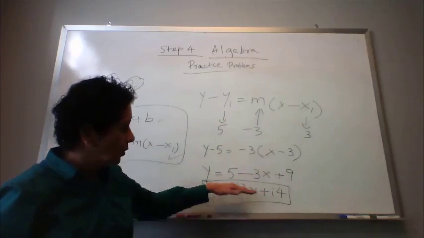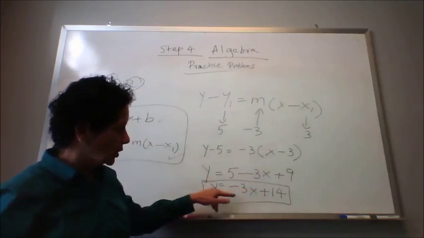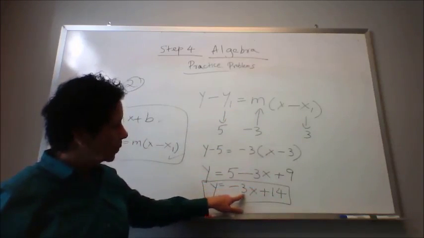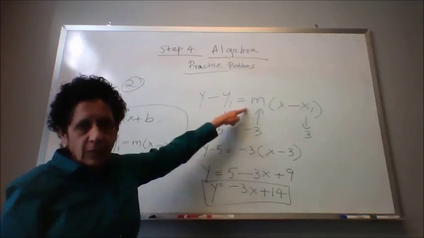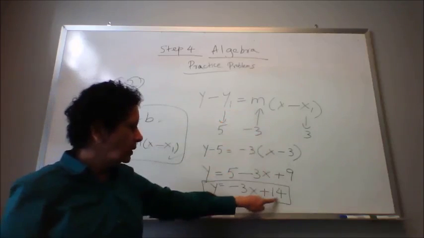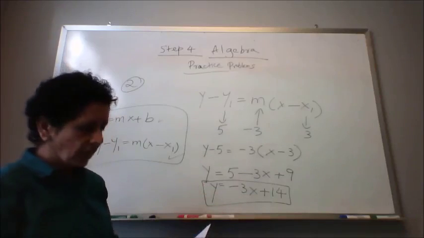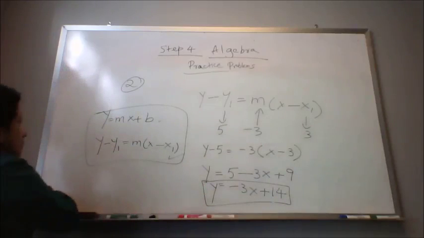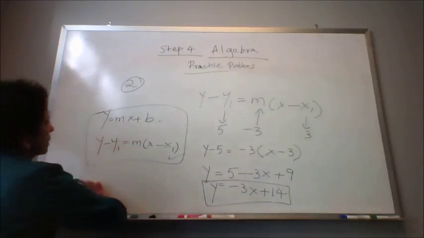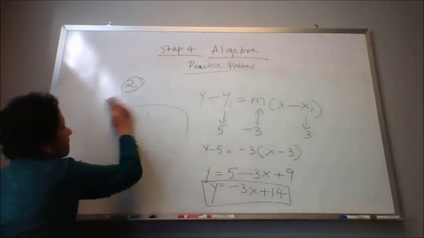So you want to make sure that when you write the equation in the standard form, the slope is minus 3. So that makes sense. And then the intercept is 14. Okay, so this is the equation of this line. So let's move on to the next problem.